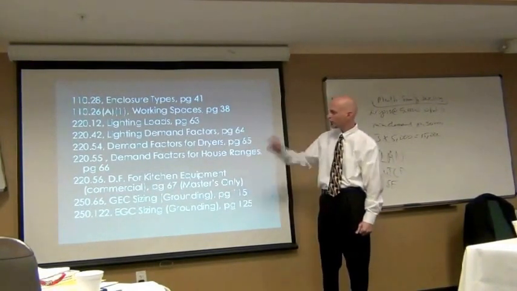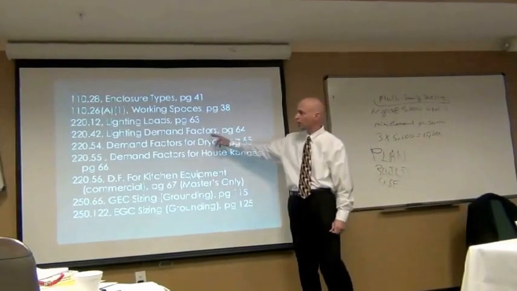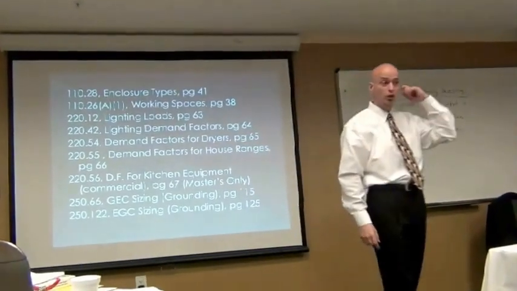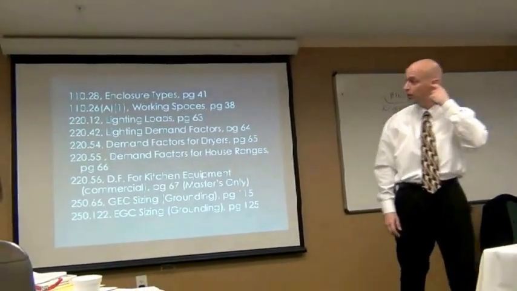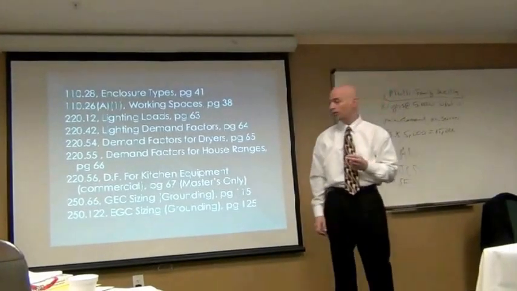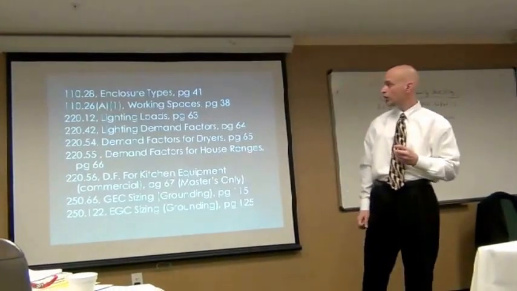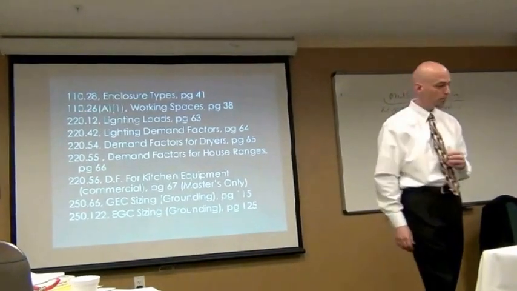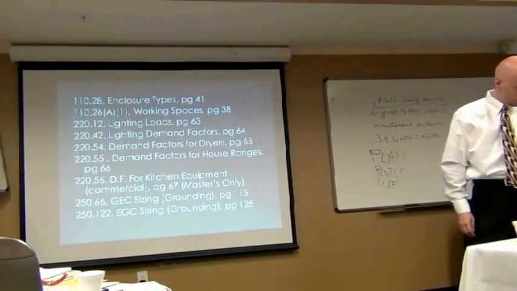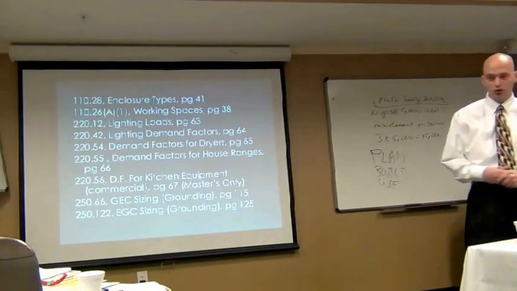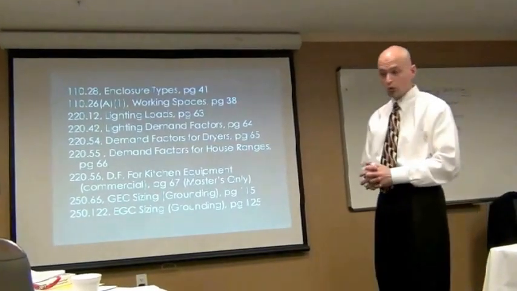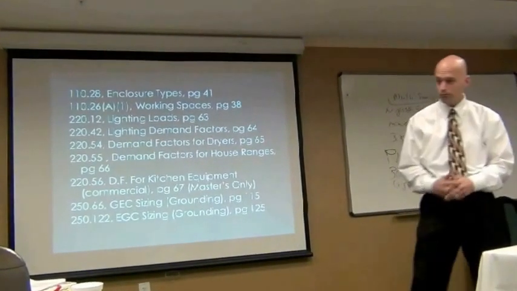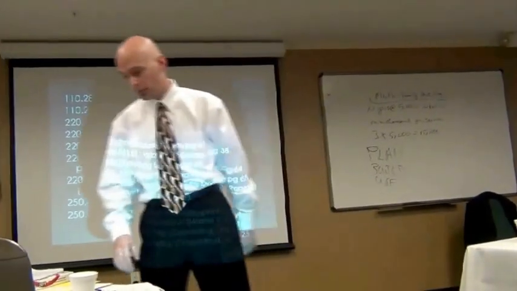And then for the masters, 220.56, and you also need to add 220.44, which is not on your list if you're taking the master's test. So add 220.44 and 220.56, already on there. And then 250.66 and 250.122 are really, really important tables. It goes back to the grounding and bonding we were talking about.